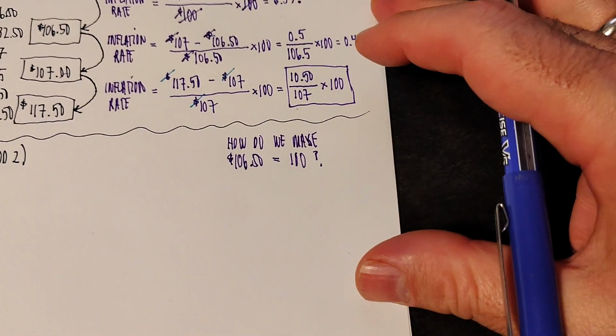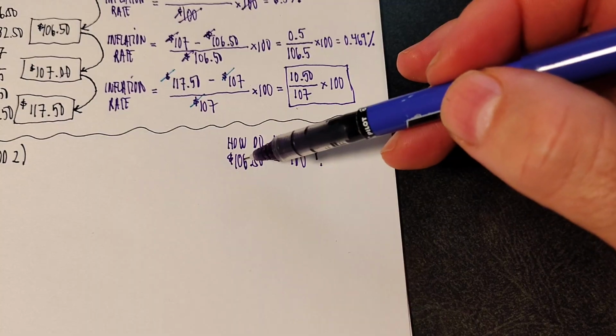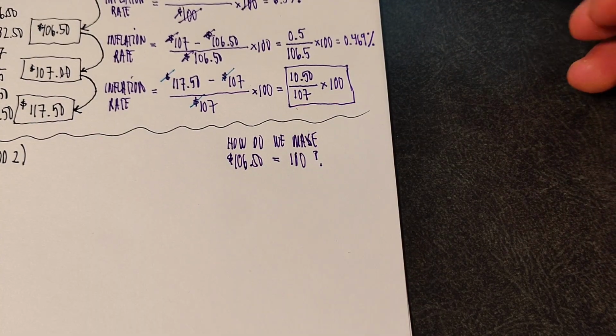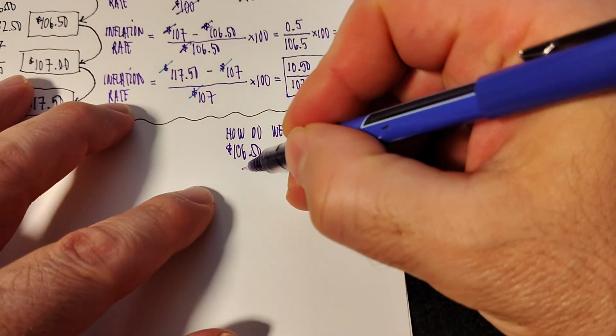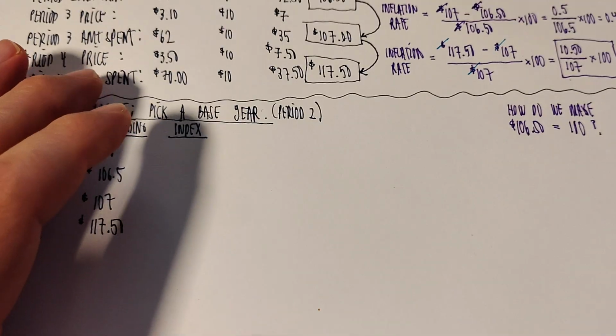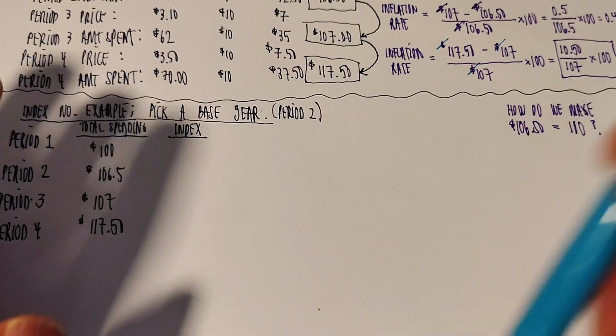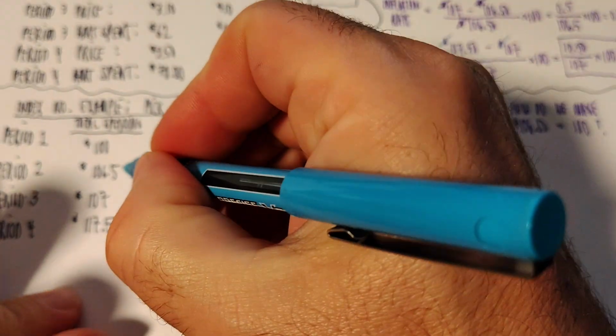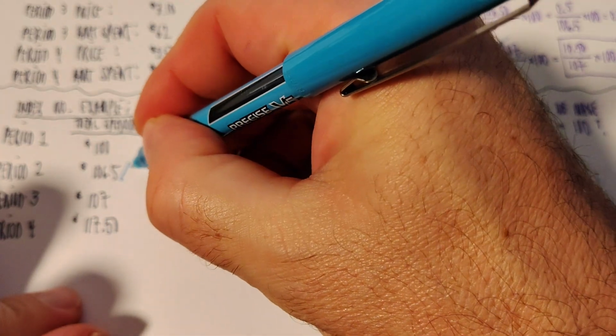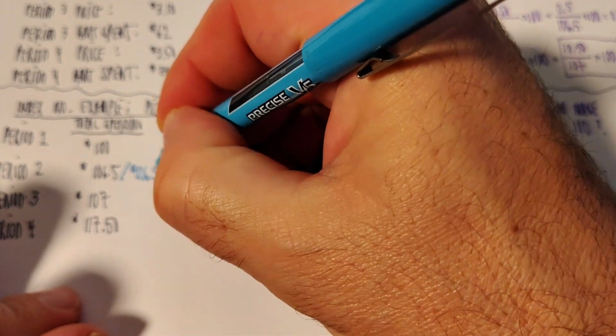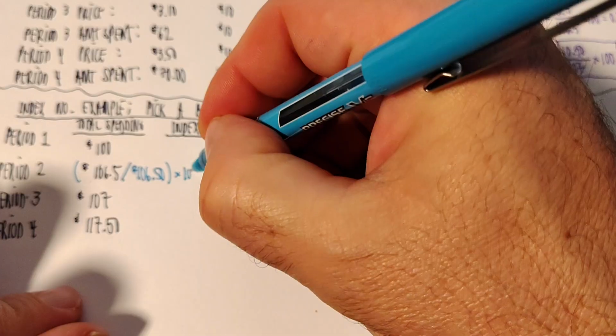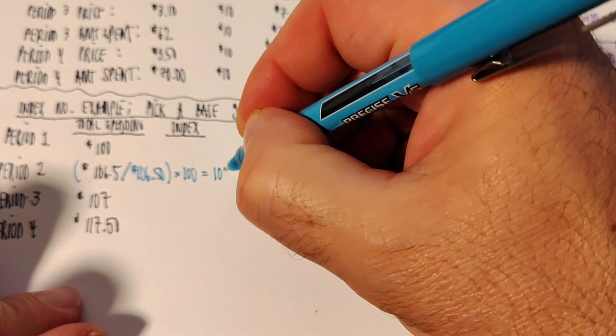And it's going to be two simple operations. So we're going to turn this into the number 1, and then we're going to multiply that by 100. So we basically have to take 106.50, divide by $106.50, and then multiply by 100. And that's going to give us 100.